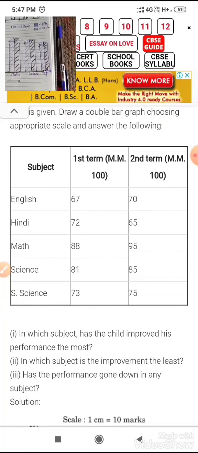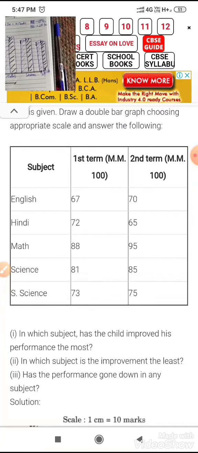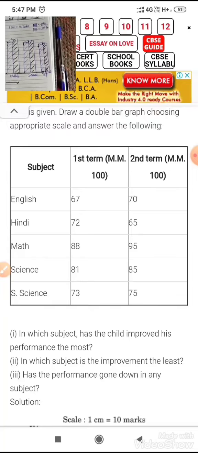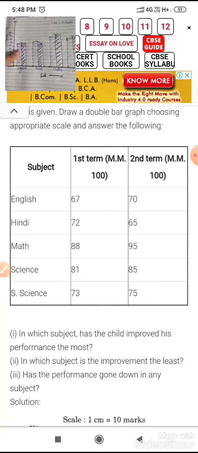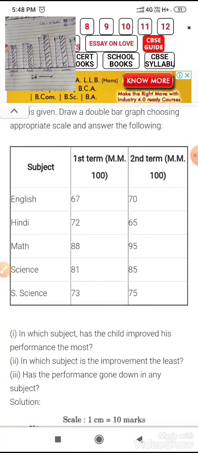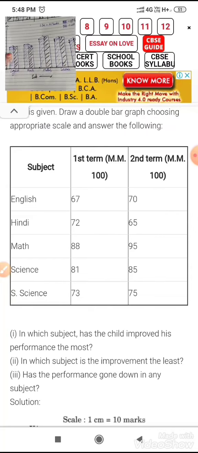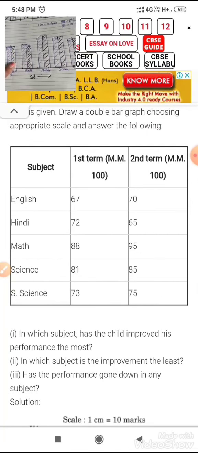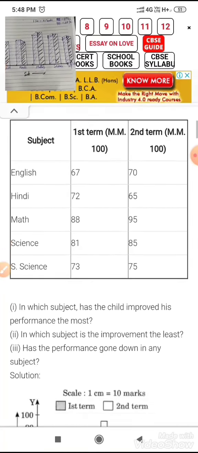In this way, you can draw a double bar graph. Now you have to differentiate these two bars, so you can use different colors for this. As you can clearly see here, I shaded the first bar, which means first term marks, with a pen, and the second bar, which means second term marks, with a marker. In this way you can differentiate between the two bars.